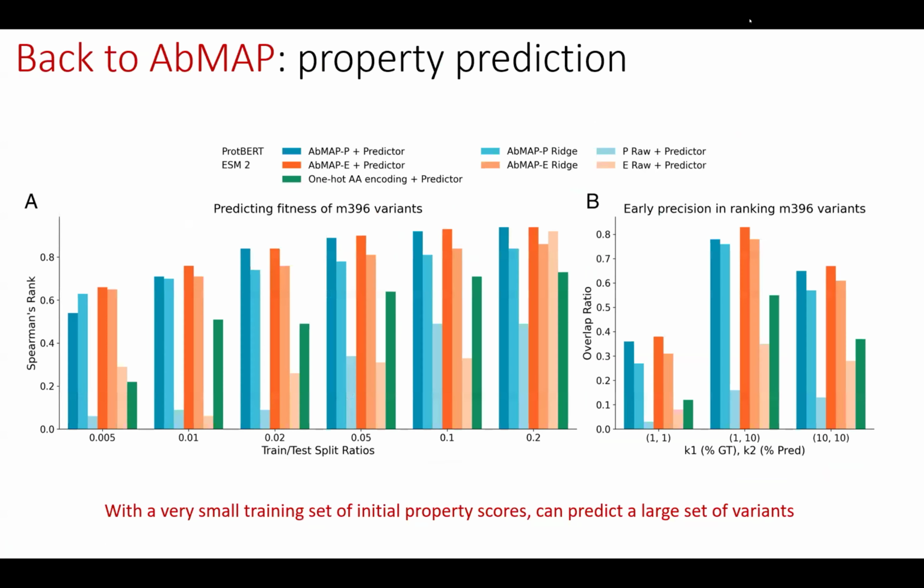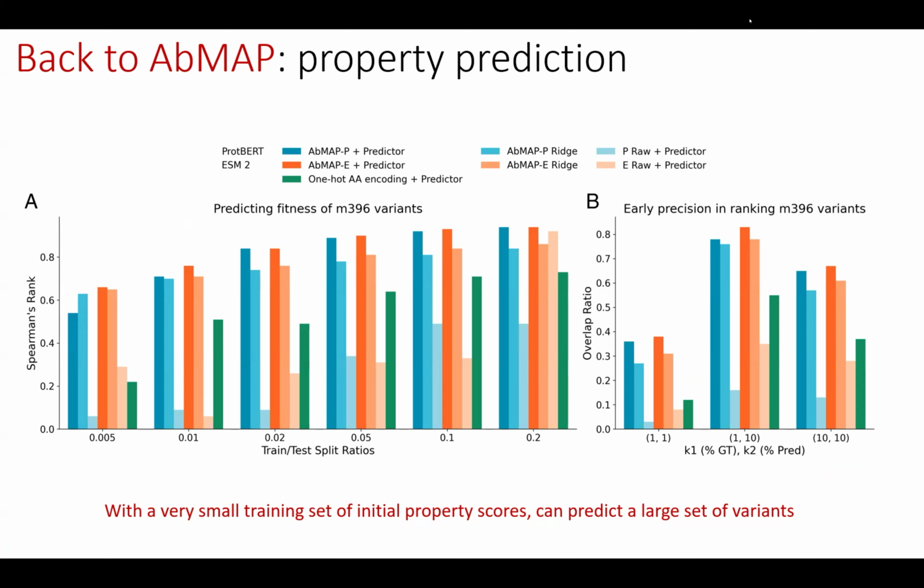Okay, going back to AbMAP, right? So there are a few standard things that these language models are being used for. And one of them is broadly what you would call property prediction. Basically, you give me a few examples of some label or some property, and then I give you, for different mutations, what that label or that property would be. In this case, the properties are predicted energy values for variants of M396.